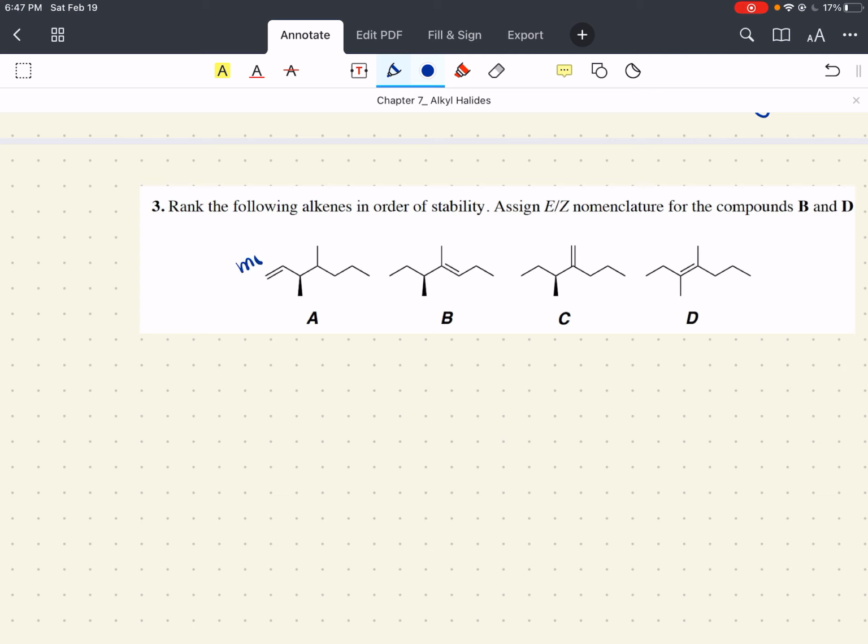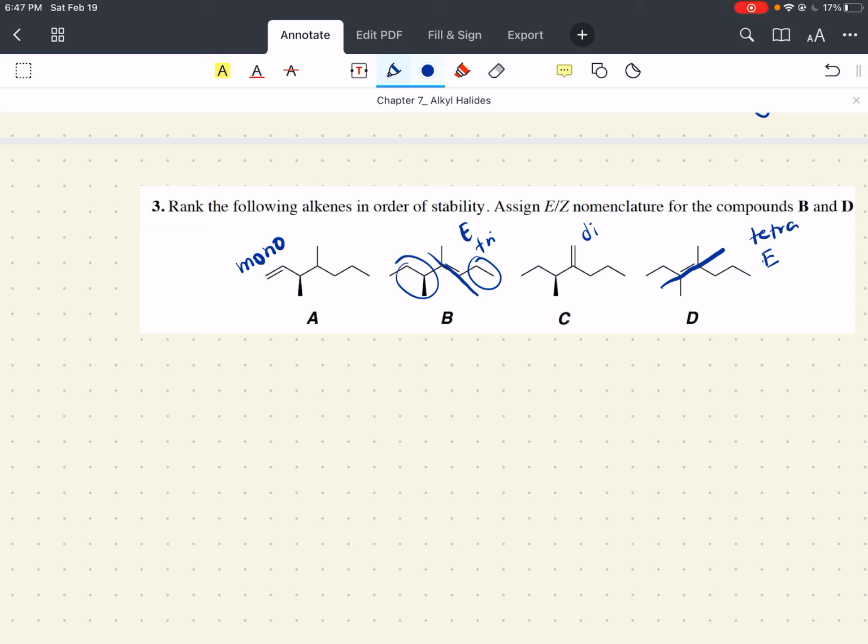All right, A is just mono substituted, and there's no cis or chance for us to determine if it's E or Z. Let's look at B. If we divide the double bond in half, we have our two biggest groups on opposite sides. So that's trans, or in other words, the fancy notation is E, and it's tri-substituted. Now let's look at C. It's only di-substituted, and we can't do cis or trans here. And here, if we divide this in half, we have our two biggest groups on opposite sides, and it's tetra-substituted, and it's trans, so E.